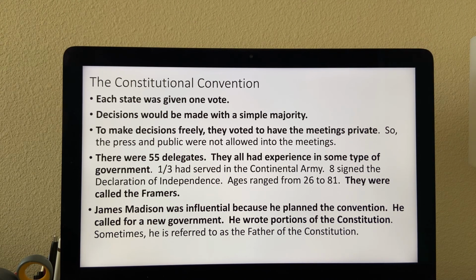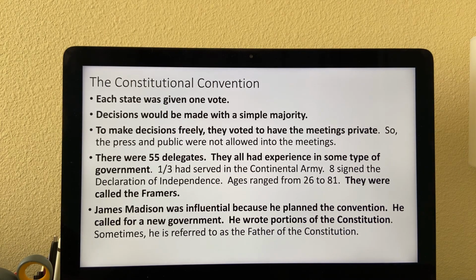Now, within the convention, each state has one vote. They decide that decisions will be made with a simple majority. And in order to make decisions freely and without bias or outside influence, they decide that they're going to make the meetings private. That means that nobody from the public can come in and nobody from the press can come in. Only the delegates are allowed into the meeting.